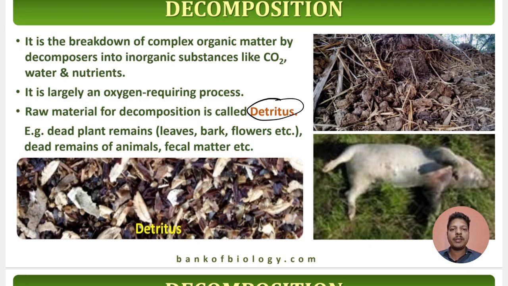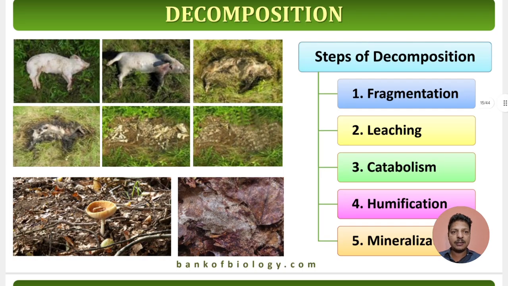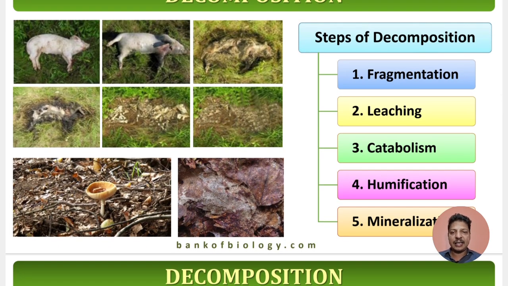Remember, one new word is given, detritus. Raw material for decomposition is called detritus. Example: dead plant remains, leaves, bark, flowers, dead remains of animals and fecal matter. Okay. Next, steps of decomposition. First is fragmentation, then leaching, catabolism, humification, mineralization.